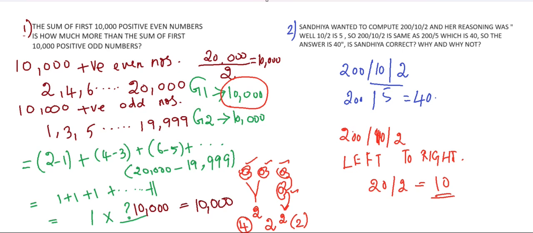The reason is division is neither associative nor commutative. You have to be very sure about it. The second reason is whenever you compute divisions, it always has to start from the left to the right. So this is how you need to approach this problem.